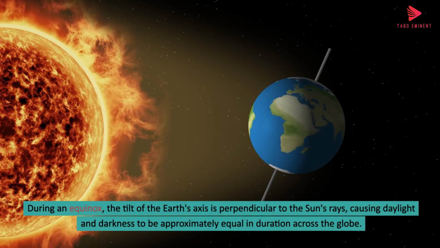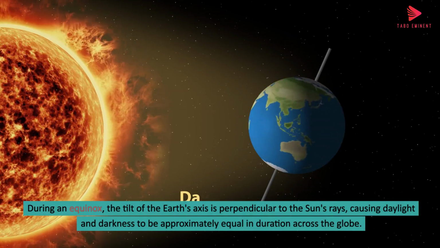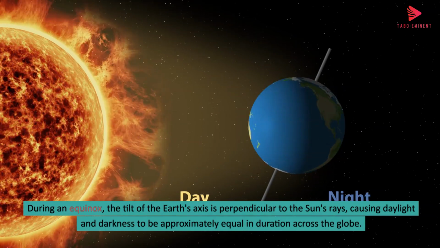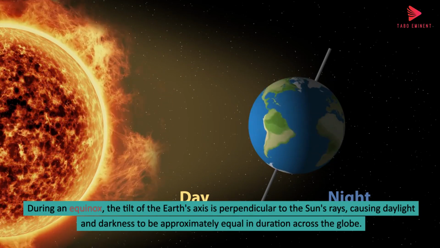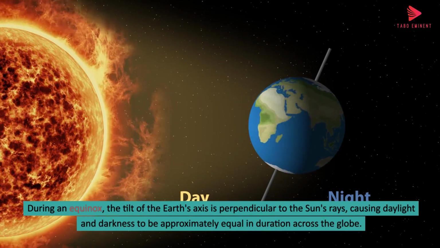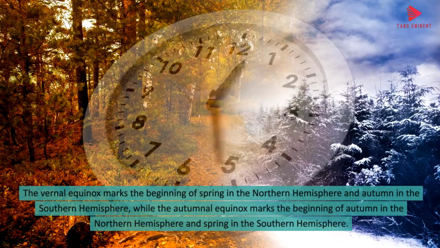During an equinox, the tilt of the Earth's axis is perpendicular to the Sun's rays, causing daylight and darkness to be approximately equal in duration across the globe. The vernal equinox marks the beginning of spring in the northern hemisphere and autumn in the southern hemisphere, while the autumnal equinox marks the beginning of autumn in the northern hemisphere and spring in the southern hemisphere.